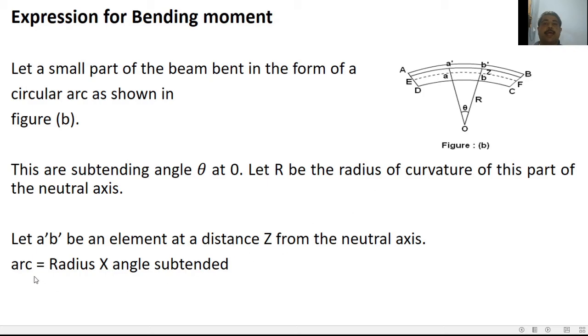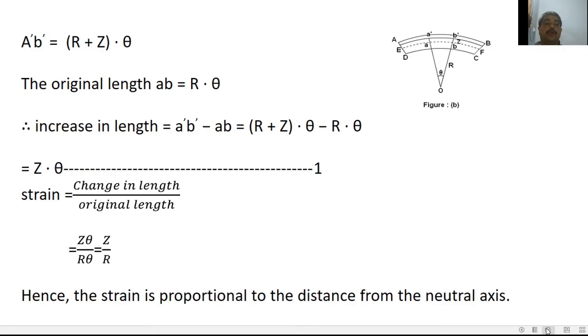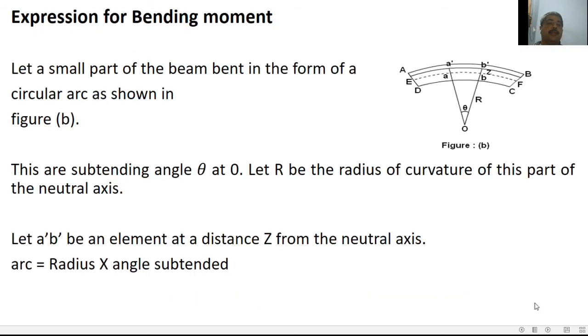We know that arc is equal to radius into angle subtended, or S = rθ. So then A'B' is equal to (R + z)θ, and the original length AB is equal to Rθ, because we know that S = rθ, that is, arc is the radius into angle subtended.